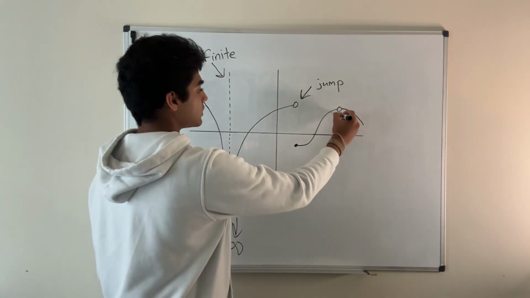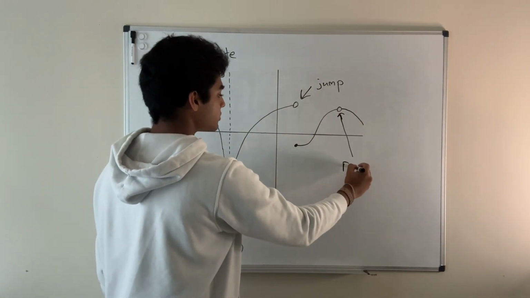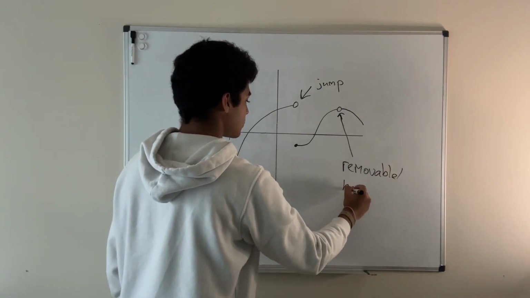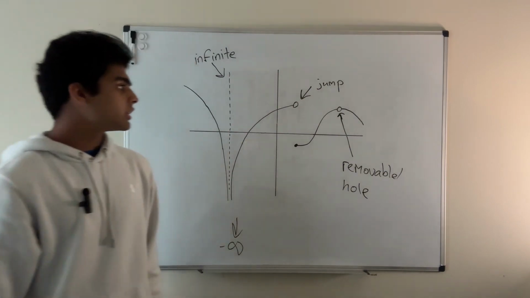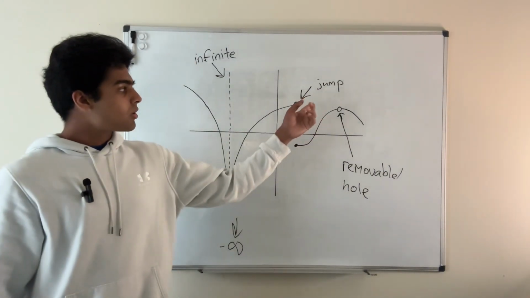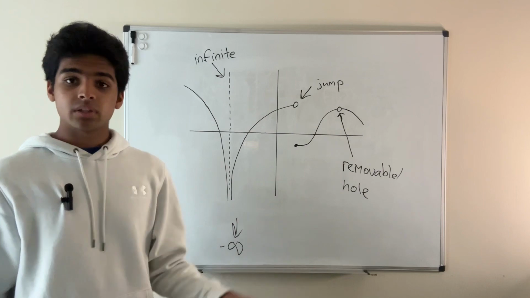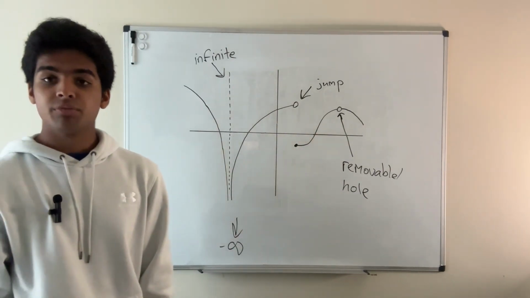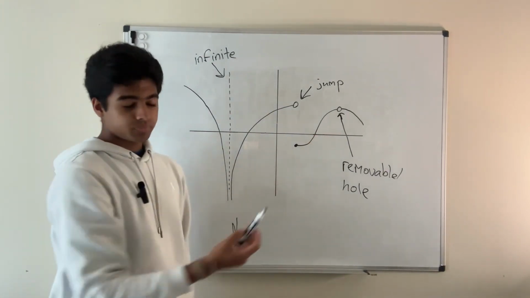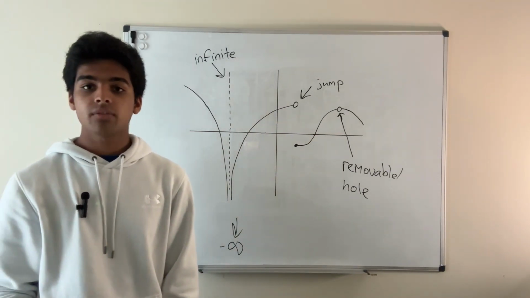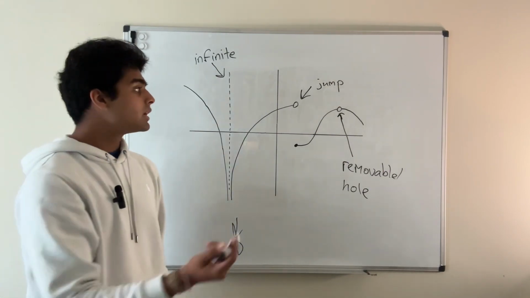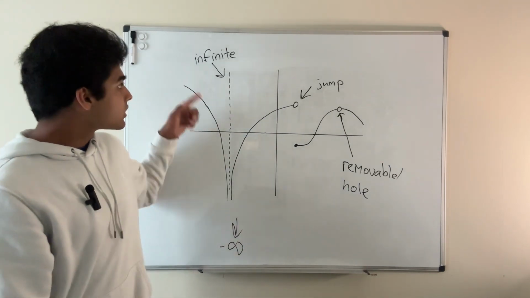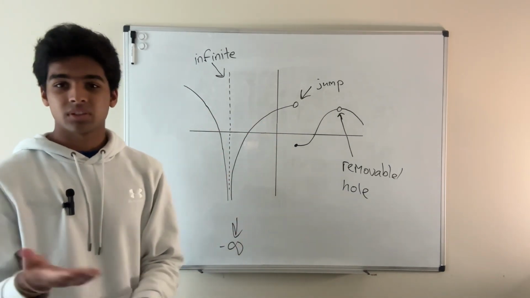So that's going to be the removable slash hole discontinuity right there. Now, although there is a hole right here within the jump discontinuity, it jumps down to a different graph, which is why it's not removable. If there's just a hole, but it doesn't jump to a different graph, then it's a removable discontinuity. However, if it jumps, then it's a jump discontinuity. So these are kind of all three discontinuities in one single graph.